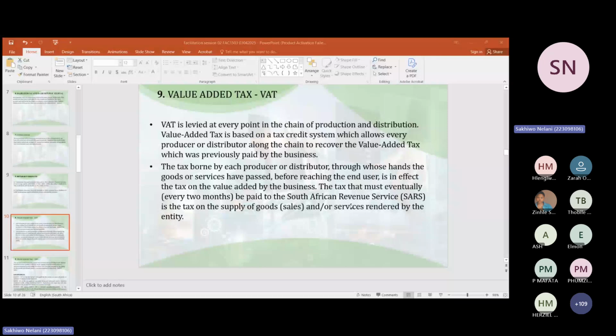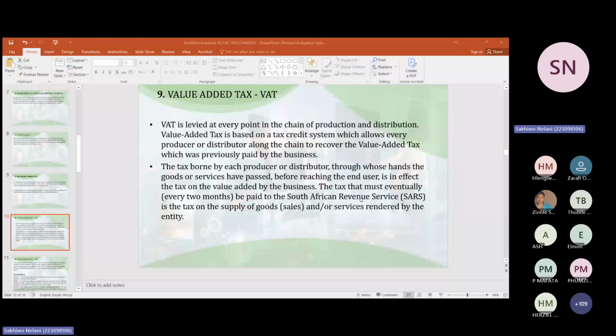What is the VAT rate in South Africa? 15%. Meaning that if you bought an item at 100 Rand, excluding VAT, when you include VAT, it's 115. Whatever product you sell, your customer will pay for that product inclusive of VAT.